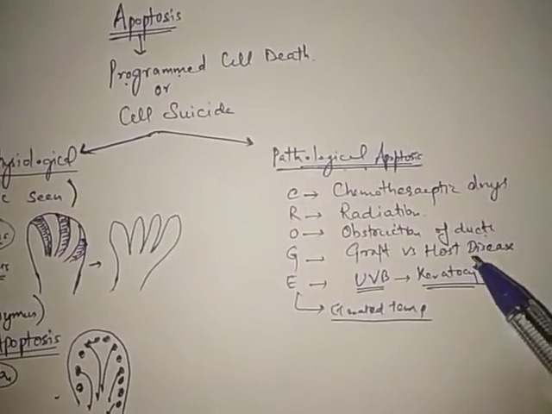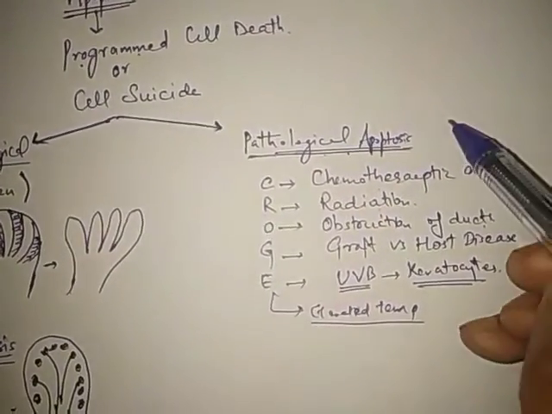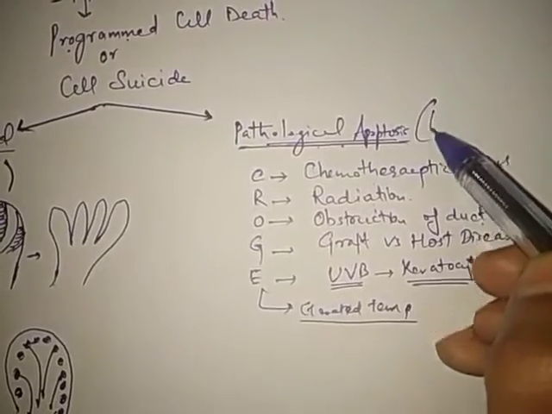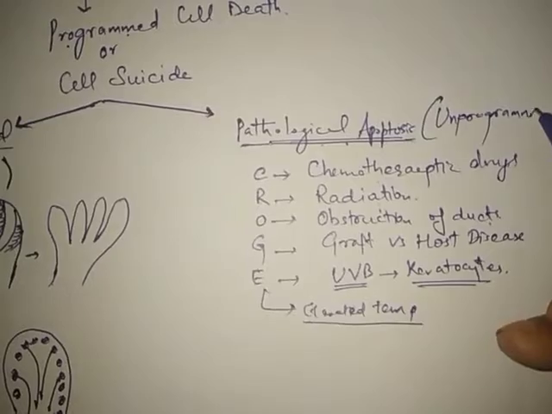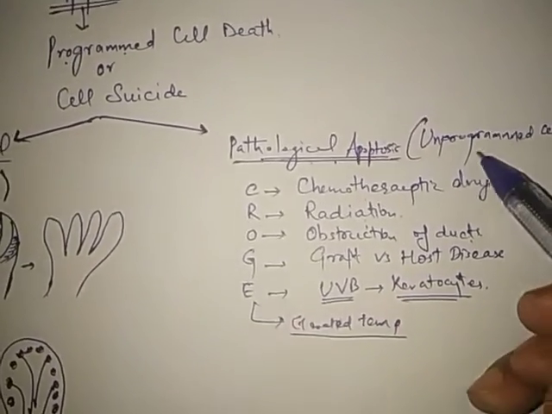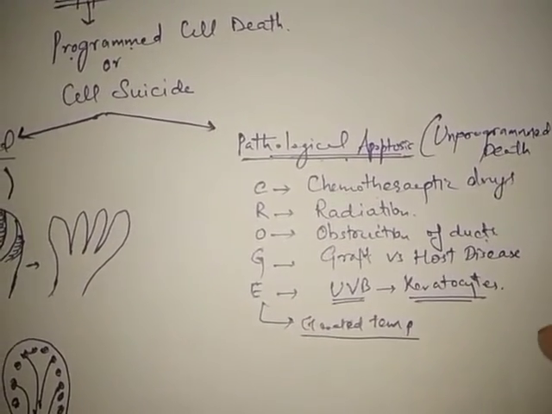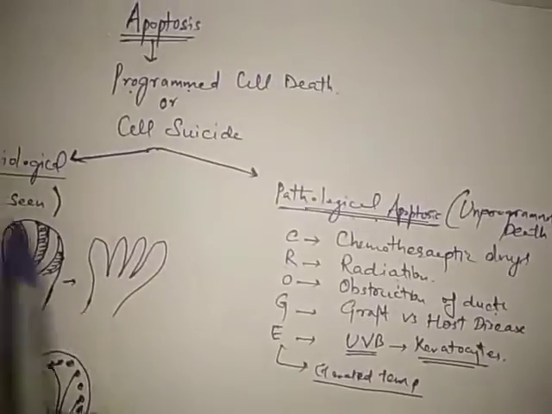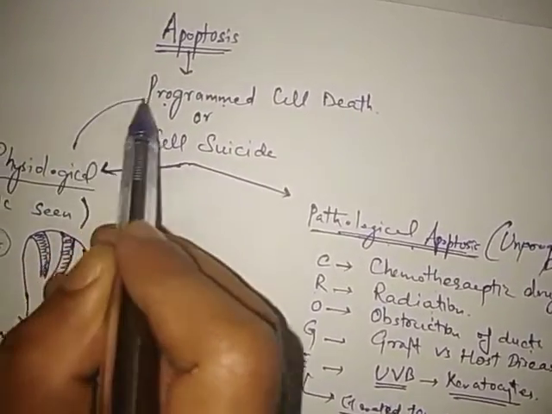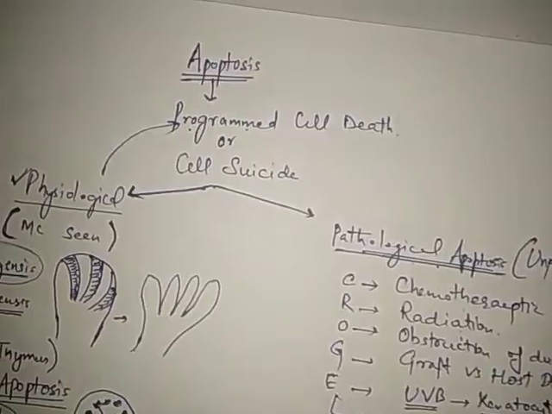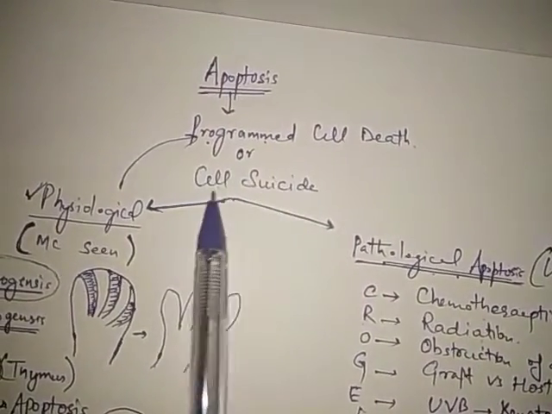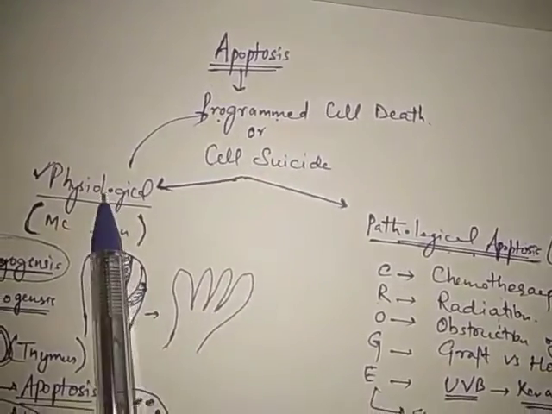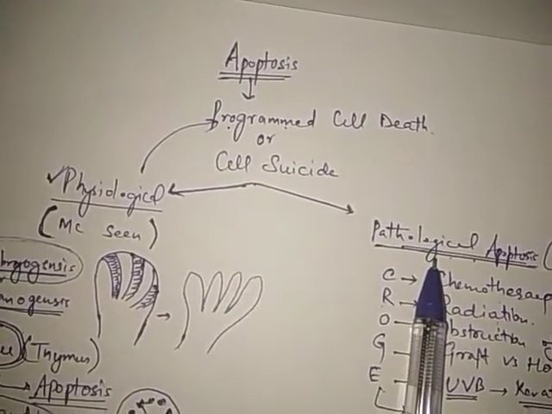Another point you have to note here is that pathological apoptosis is unprogrammed cell death. It is not programmed. While physiological apoptosis is programmed cell death. So apoptosis is generally programmed cell death, also called cell suicide, and apoptosis can be physiological as well as pathological.